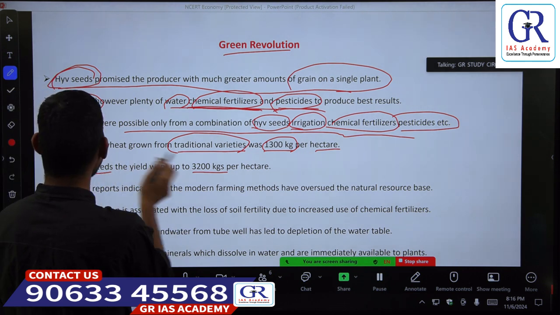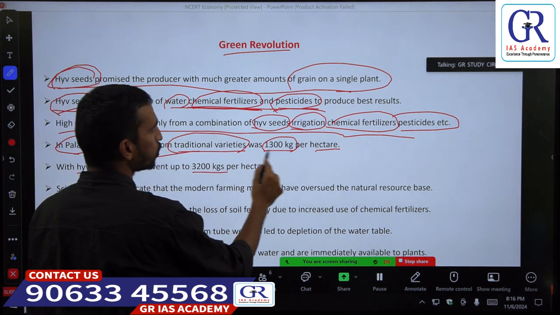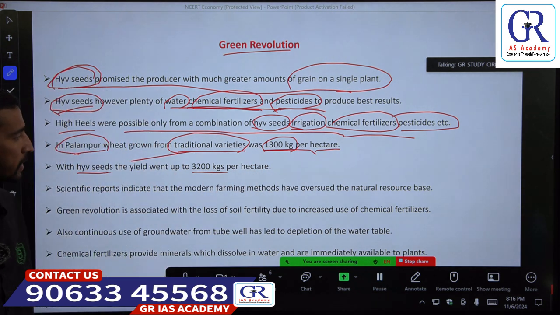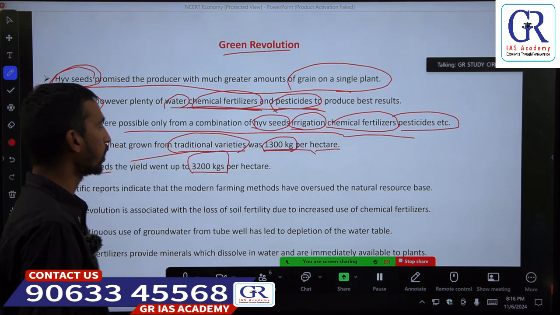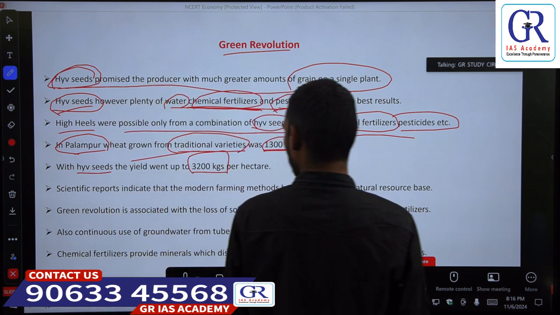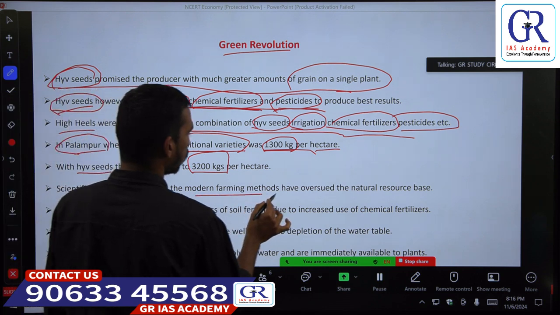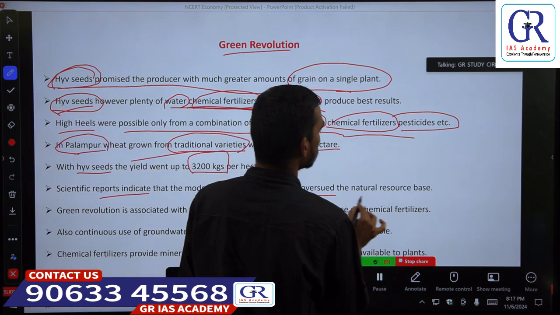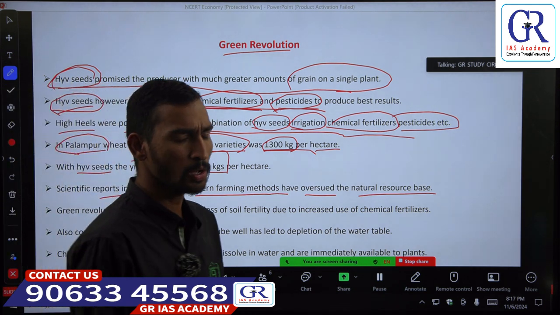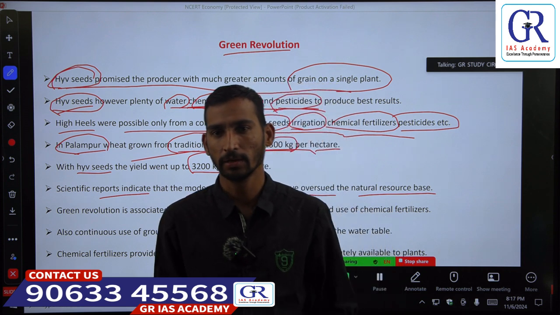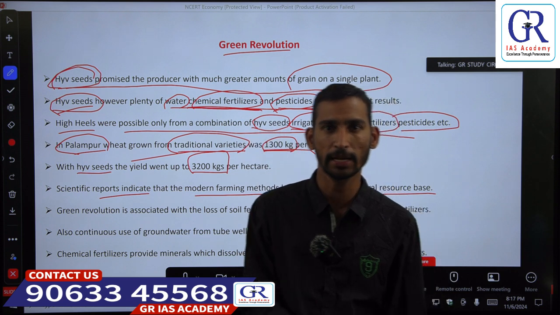You can clearly observe in Palampur village itself, when they were using traditional varieties, they were able to produce only 1300 kg per hectare, but now by adopting modern technology, it went up to 3200 kgs per hectare. The scientific reports indicate modern farming methods have overused the natural resource base. But due to the green revolution, production and productivity levels increased, and we transformed our economy from a food deficient country to a food surplus country.